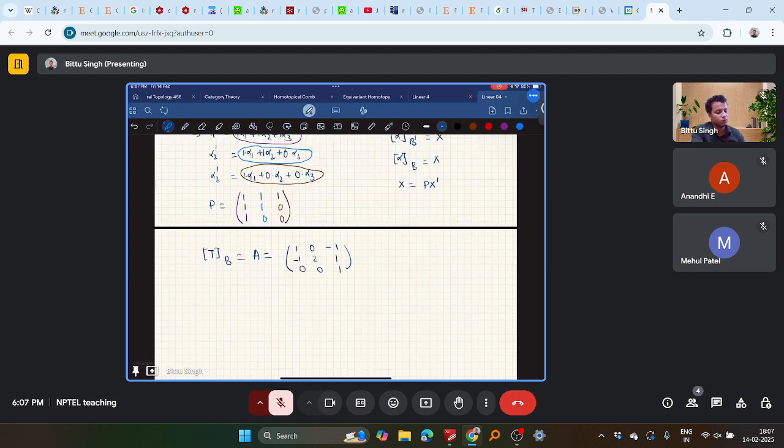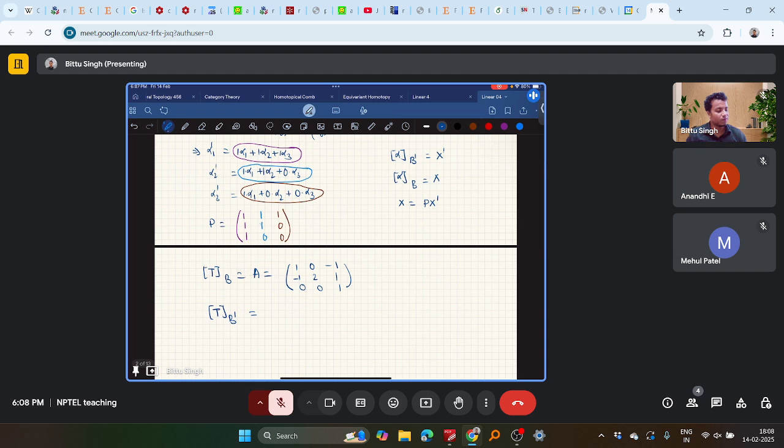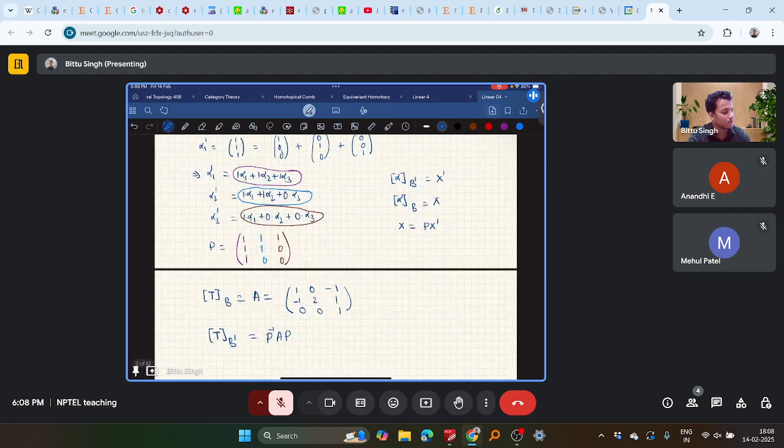Now we know that if we change the basis from B to B dash, then the matrix representation will change, and it is given by P inverse A P. So P is this matrix. Sometimes this matrix is called the change of basis matrix.